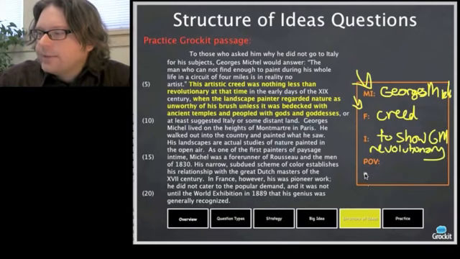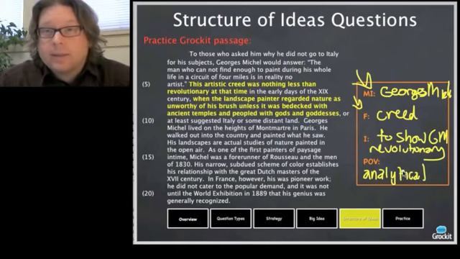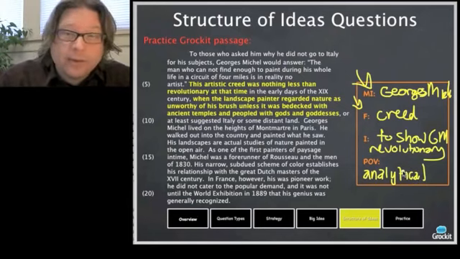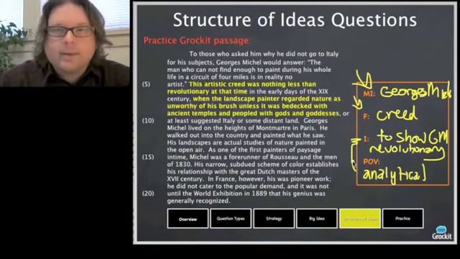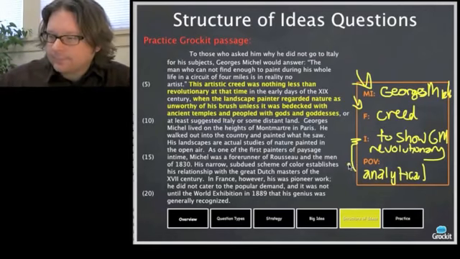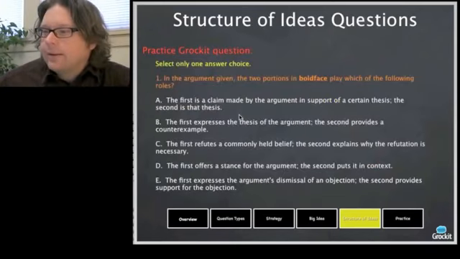Point of view, I would say this is analytical. The author doesn't actually tell us that he or she thinks that these paintings are great or that other people's paintings are great. Just that this guy was really doing something different for his time. So that's what we get. And we have these boldface things, and so that comes from this.